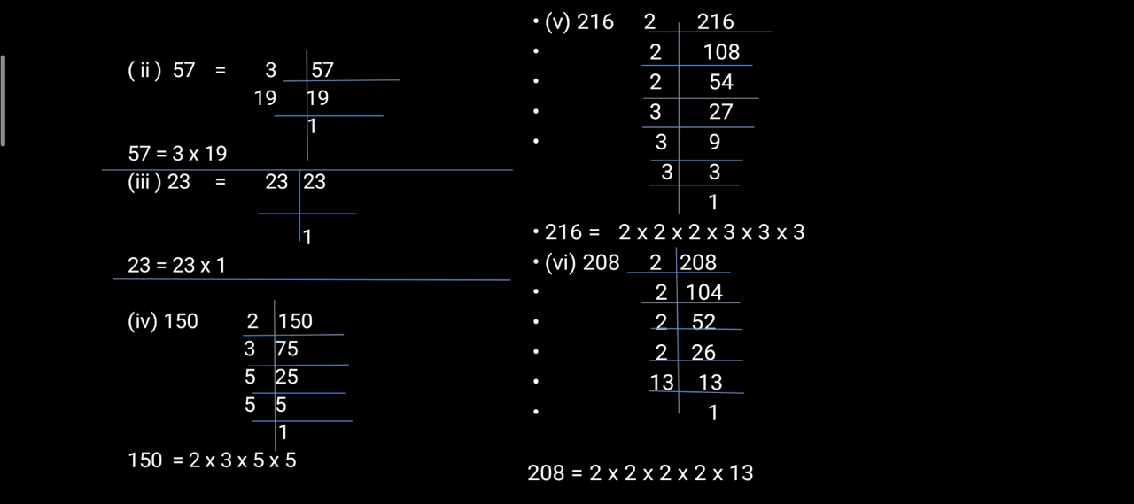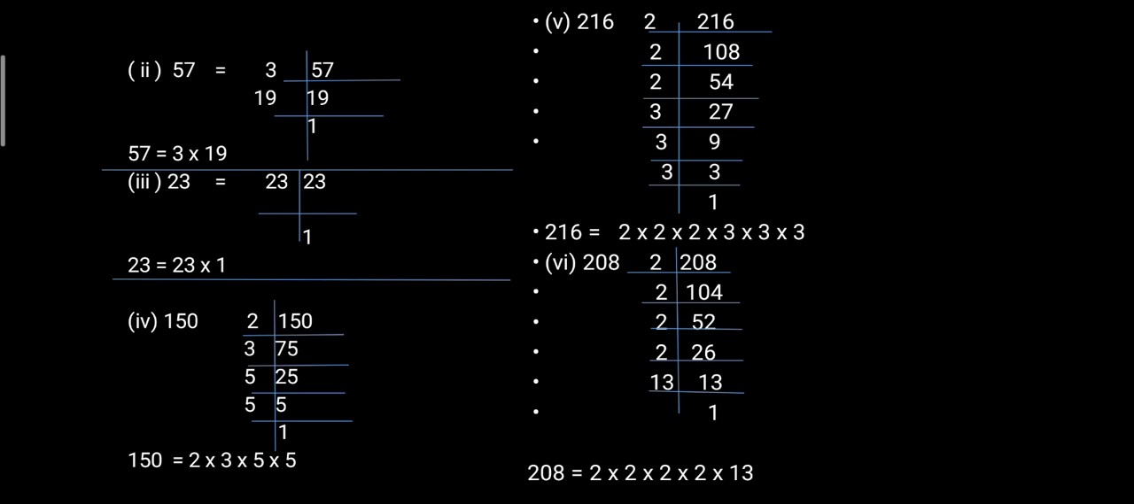Second sum, 57. 57 can be divided and it is written as 3 into 19. 19 can't be further divided as it is a prime number. So the answer is 3 into 19. Third sum, 23. 23 itself is a prime number. So the answer is 23 into 1 or 23. The fourth one, 150.